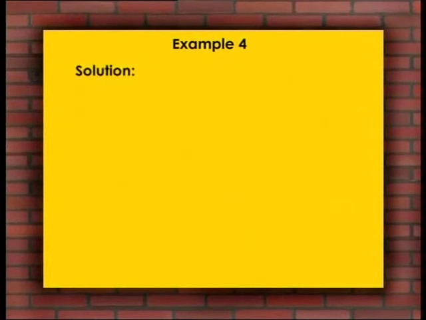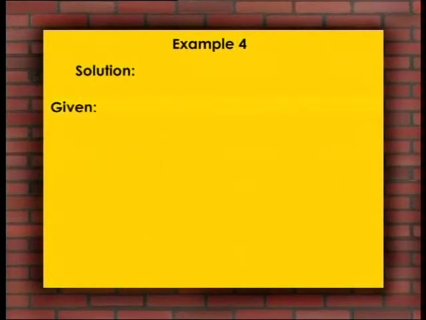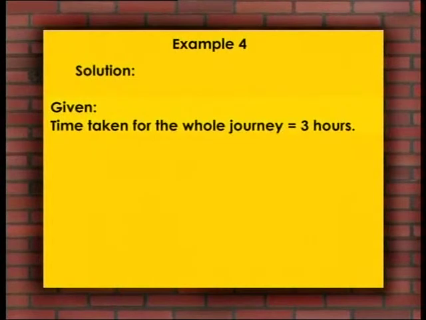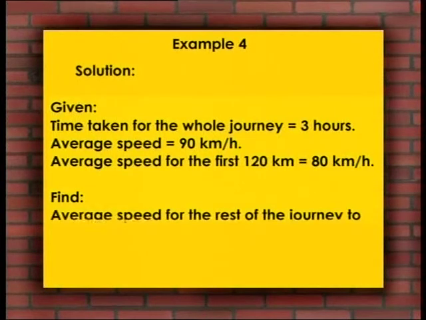Solution. Stage 1. Understanding the problem. Given, time taken for the whole journey equals 3 hours. Average speed equals 90 kilometers per hour. Average speed for the first 120 kilometers equals 80 kilometers per hour. Find average speed for the rest of the journey to Batu Pahat.